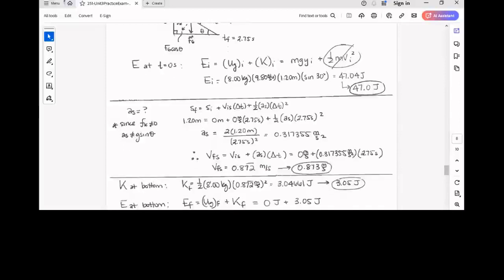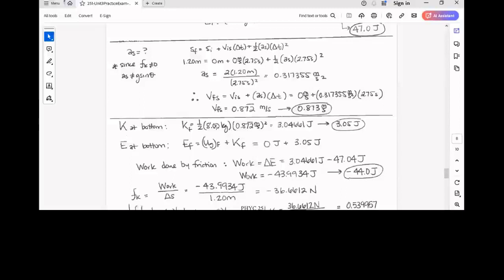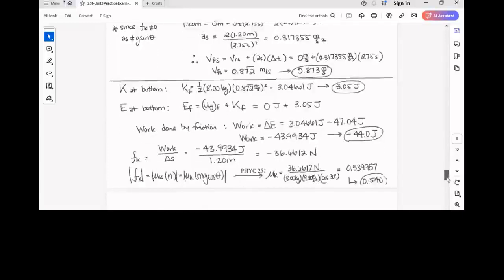Now that I know that, I know exactly how to figure out how much kinetic energy the block has at the bottom of the ramp. I know the block's mass is 8 kilograms, and I just figured out what the block's speed is at the bottom of the ramp. So 1/2 mass times speed squared is going to give us approximately 3.05 joules of kinetic energy. This tells me where the remaining 44 joules of energy had to go, because I had 47.04 joules of energy at the top of the ramp, and now I can only account for 3.05 joules. That remaining 44.0 joules had to go into negative work.